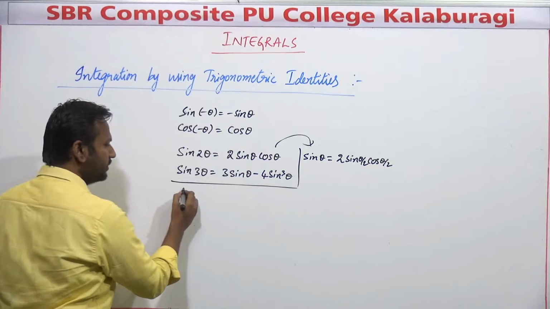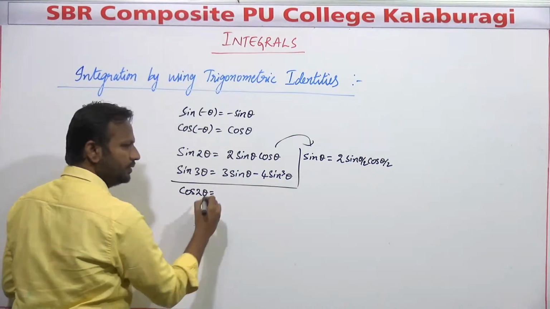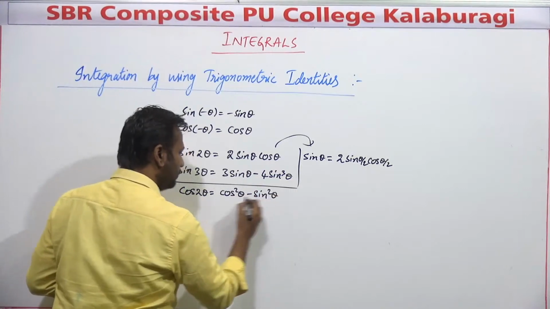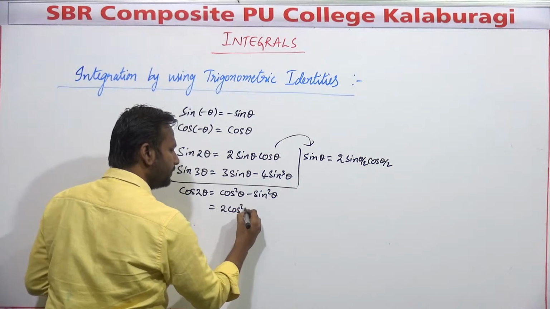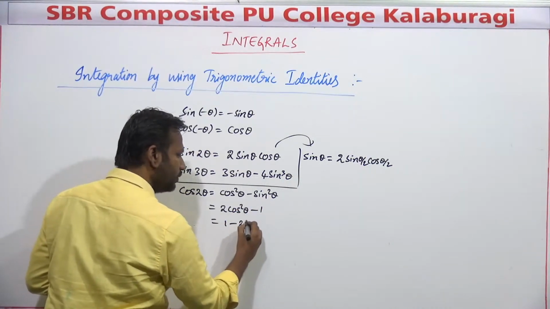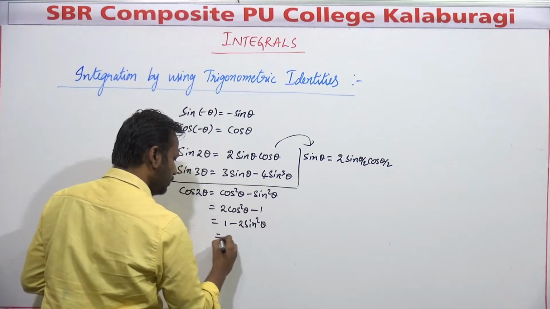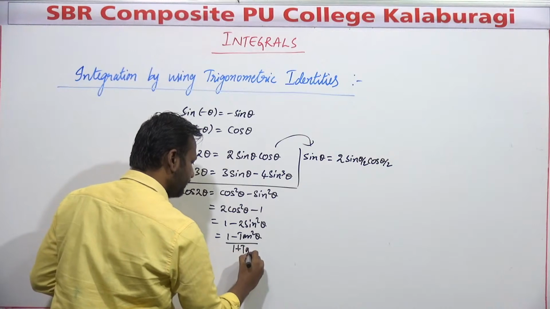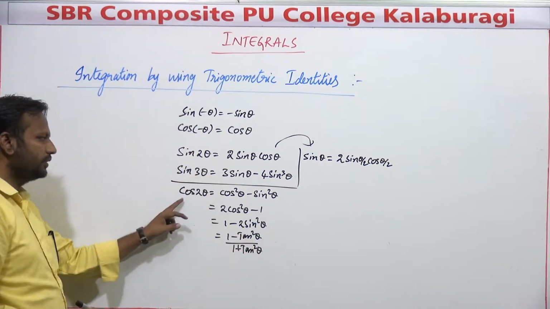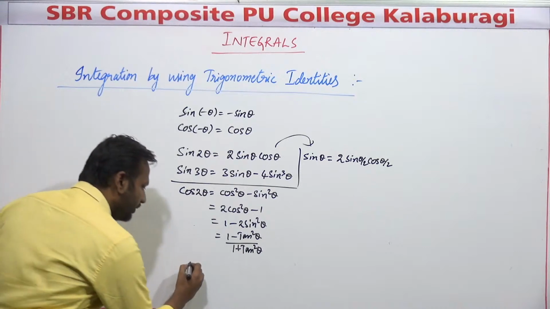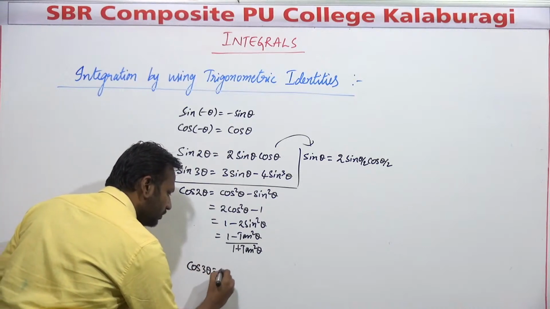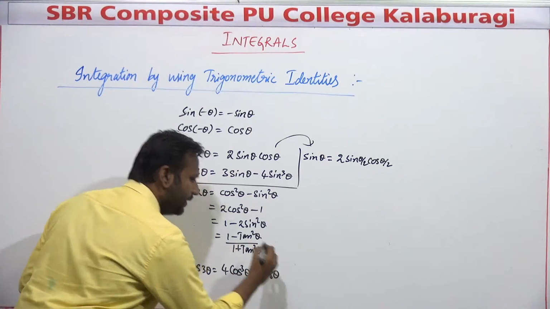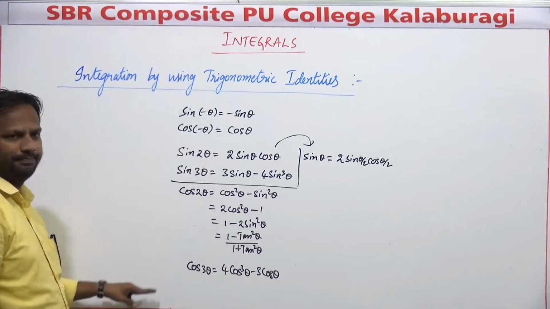What is the cos 2 theta formula, students? Cos 2 theta we have four formulas: cos square theta minus sine square theta, 2 cos square theta minus 1, 1 minus 2 sine square theta, and 1 minus tan square theta divided by 1 plus tan square theta, right? And what is the cos 3 theta formula? 4 cos cube theta minus 3 cos theta, right?